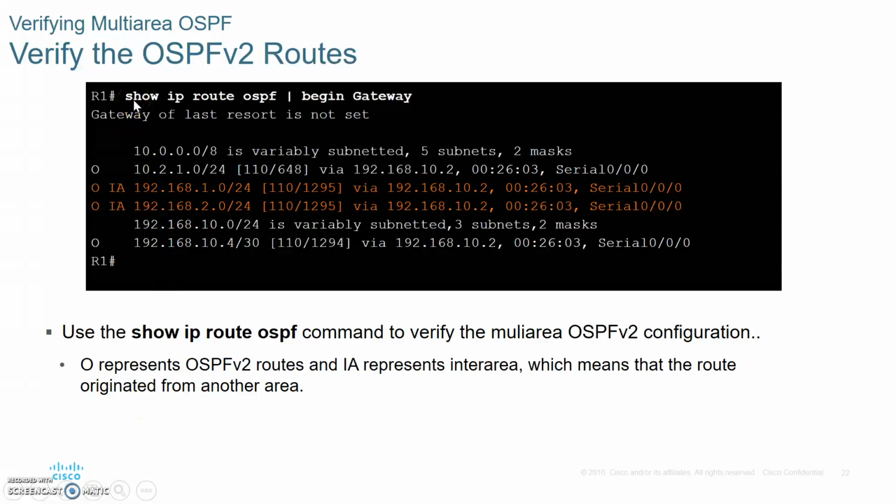How about your show ip route command? When you run your show ip route, if you want to see OSPF routes, you can do a show ip route ospf. If you notice here, we have seen this before. You have your normal OSPF route. You also have your OSPF inter-area route, shown as O IA. So this shows that R1 has two types of OSPF route: your intra-area route and your inter-area route. This means that these two routes originated from another area.